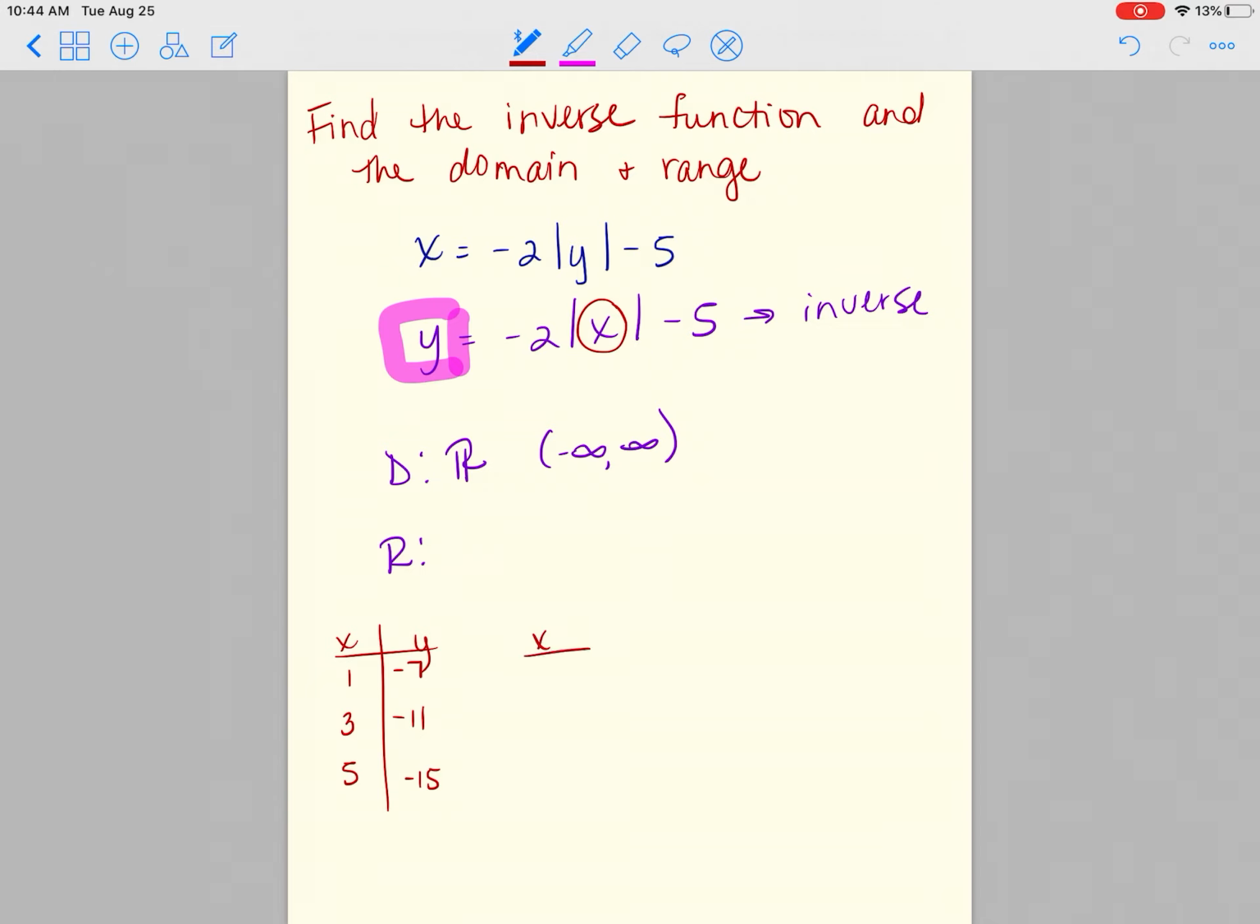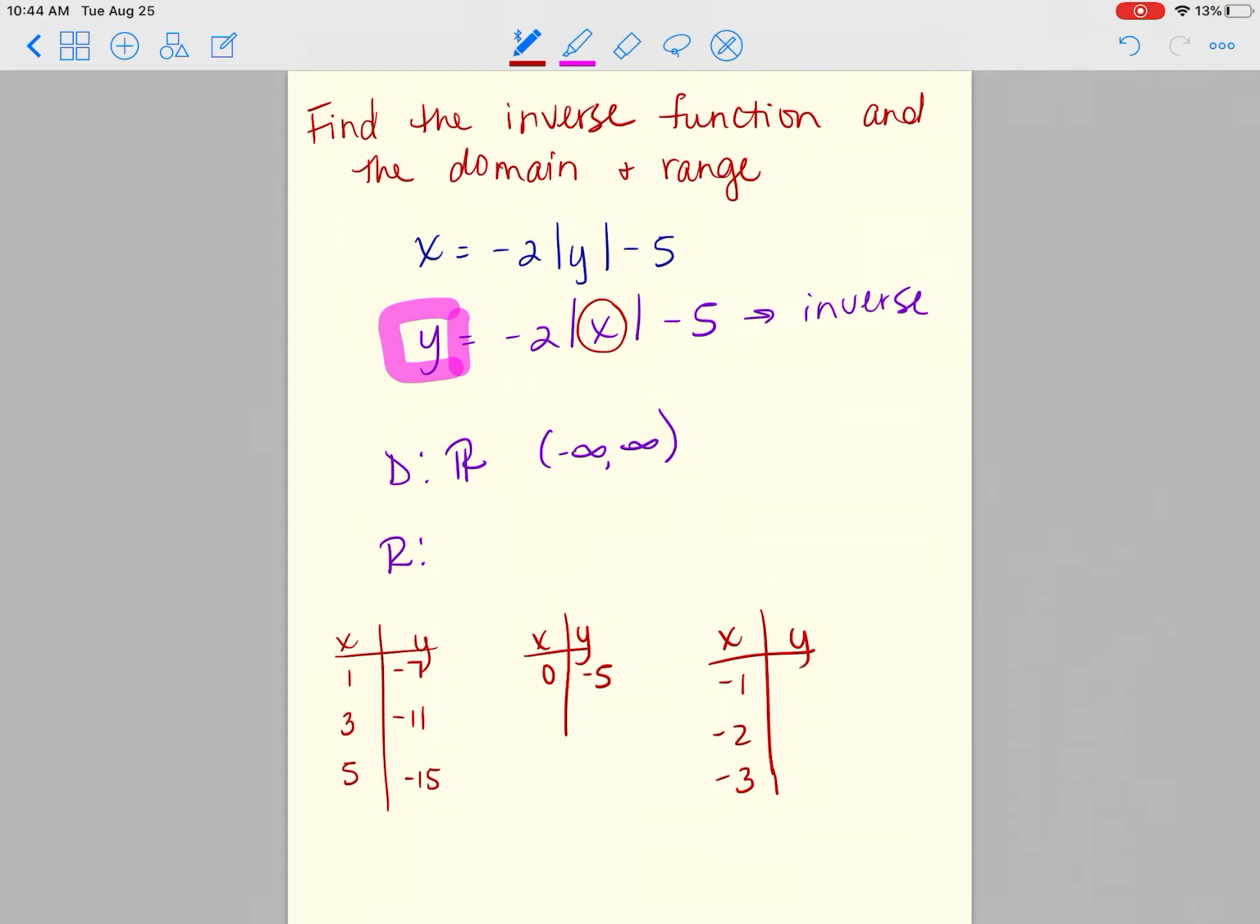What if I plug in 0? What's going to happen? Let's see. If I plug in 0, absolute value of 0 is 0, times negative 2 is 0, minus 5 is negative 5. I still get out a negative number. Well, let's go to the other side of 0, and let's plug in some negative numbers and see what happens. Negative 1, negative 2, just say negative 3 really quick.